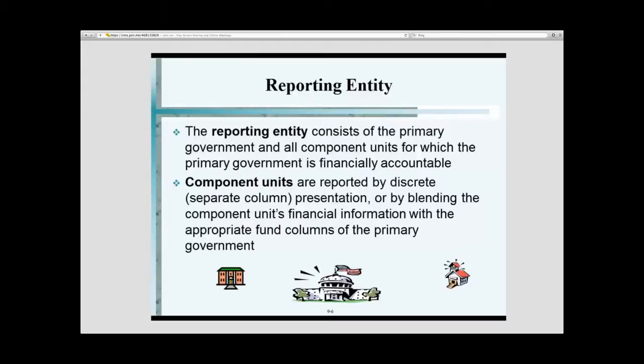And what we learn is that primary governments issue their own CAFR. So a city would do what? Issue its own CAFR. A county might issue its own CAFR. Please don't take this for New Jersey. New Jersey is the odd state out, okay? All right? So these are your primary governments. What are component units? They are authorities of the state and others.